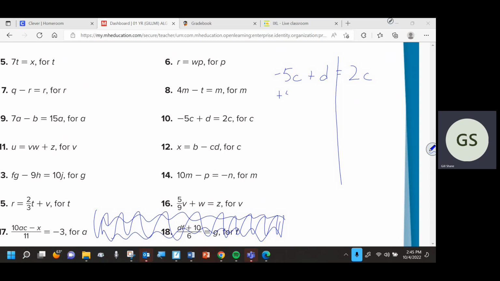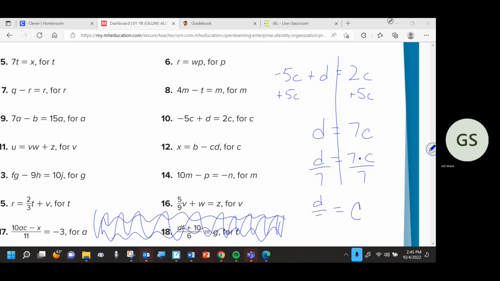So I would say plus 5c. Whatever I do on one side, I'm going to do on the other side. So I get d equals 7 times c. Well, if I want to solve and get c all by itself, this is 7 times c equals d. So I need to divide by the 7 to get rid of it. Then I need to divide by 7 here. So my final answer is c equals d divided by 7.